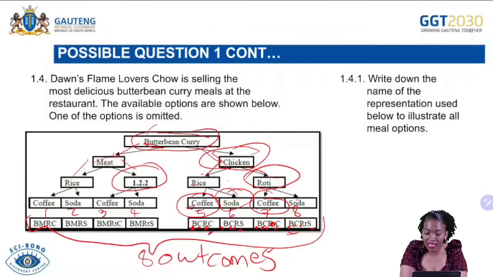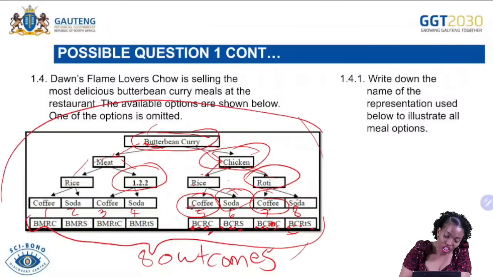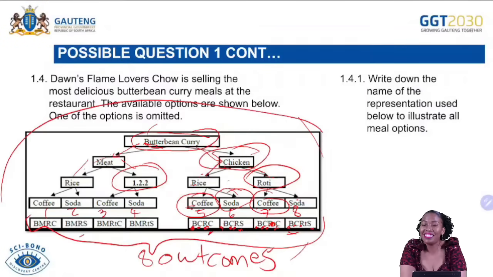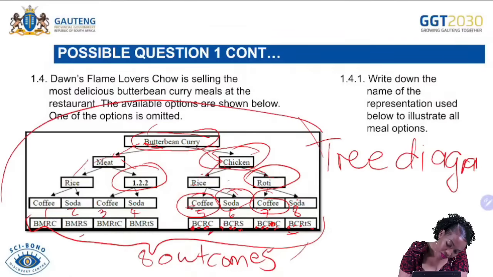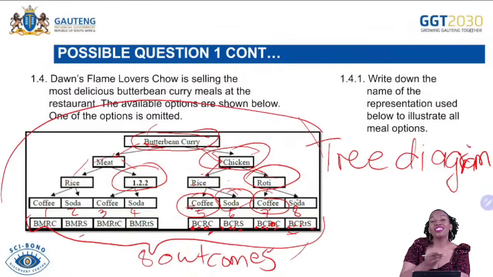So 1.4.1, write down the name of the representation used below to illustrate all the meal options. This is a representation. It is showing the different meal options. So what do we call this representation? I would like for you guys to send through your answers, or you can even shout the answers to your teachers to show that you are ready for Monday. Well, the name of this representation is a tree diagram. We call it a tree diagram.